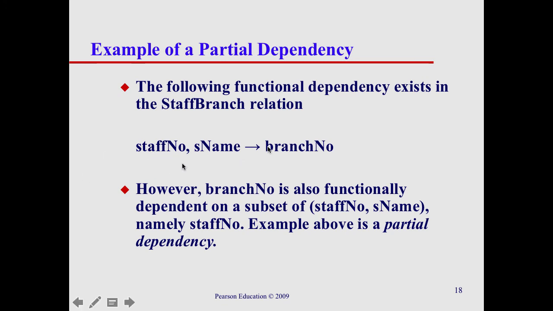So this is an example of a partial dependency. We say staff number and staff name, they determine the branch number. However, what's superfluous here? The employee name. It is also the case that staff number by itself uniquely determines the branch number, and therefore staff name is superfluous. Therefore, while this is a functional dependency, we call it a partial functional dependency because it doesn't have the minimal number of attributes.